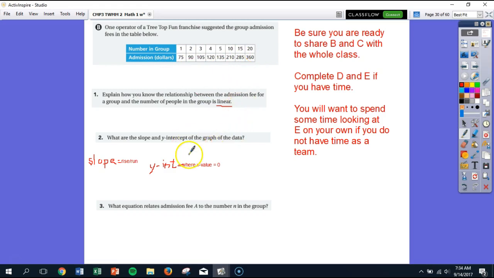Now, obviously our y-intercept is the value of y when x is 0. We don't have an x of 0, so we're going to have to find our pattern and calculate backwards to find the value of y when x is 0. And finally, what equation relates admission fee A to the number n in the group?